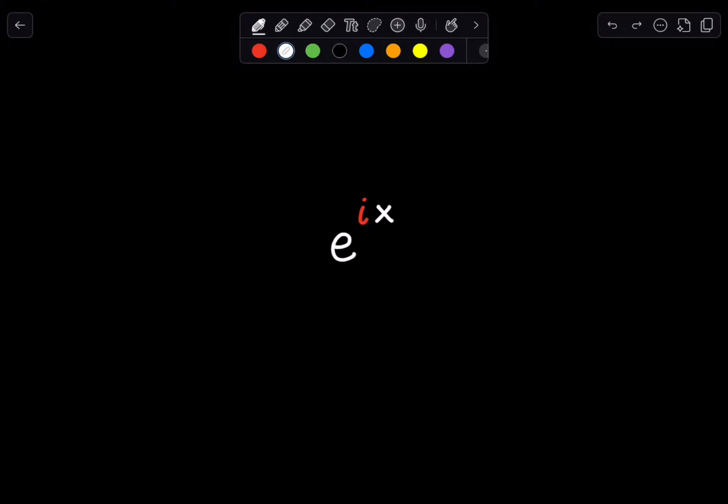The problem for today is e to the ix. So I'm sure many of you are familiar with the answer to what this is equal to, but today we're going to be proving it. So let's get right into it.